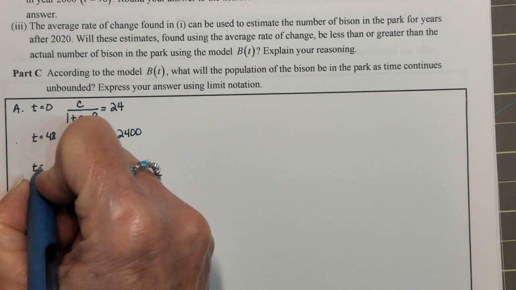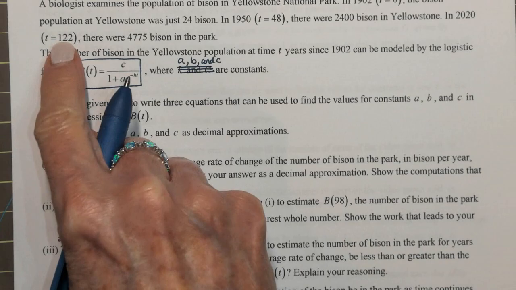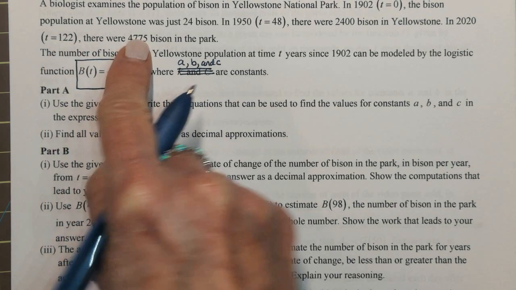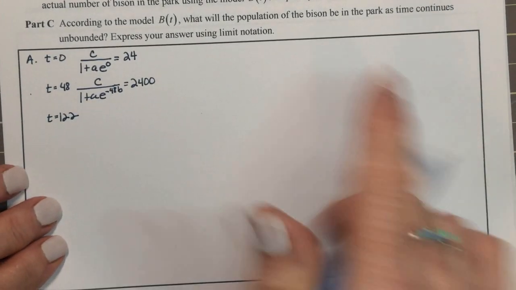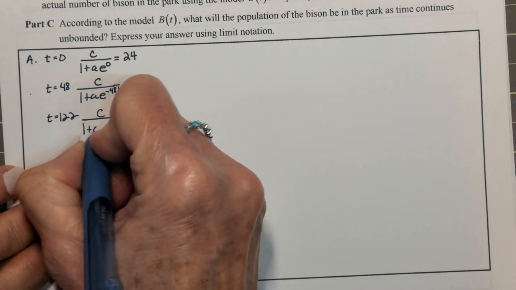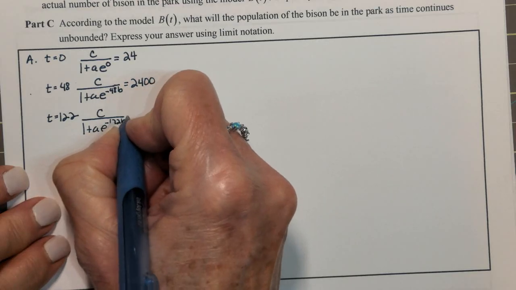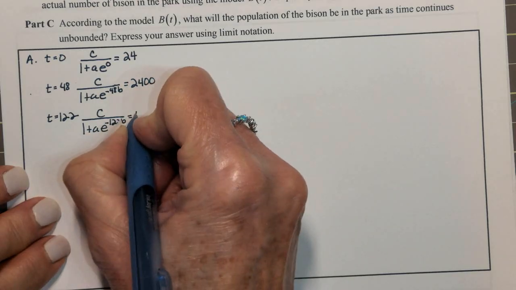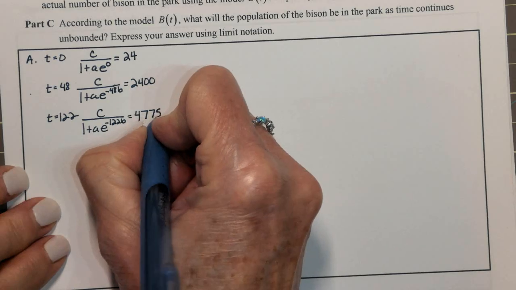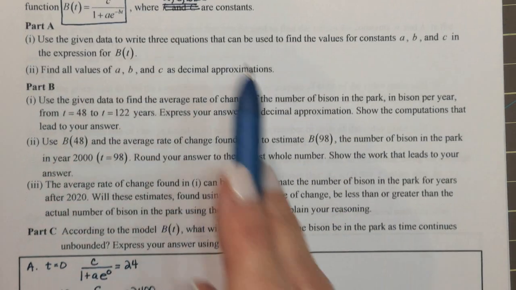The last equation will be when t is 122. They tell me that t is equal to 122. There are 4,775 bison, so that creates this equation. A e to the negative 122b is equal to 4775. Those are my three equations. That got me 1 point. That's the first part of part A.